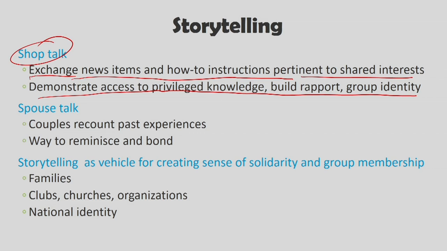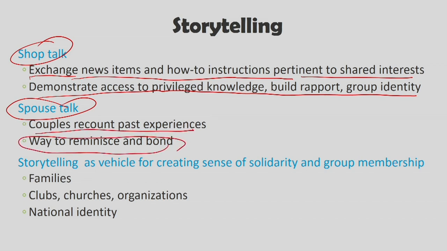Another form of narrative in storytelling is called spouse talk. So what is it? Some narratives don't involve the exchange of any new ideas. An example is spouse talk. And what is spouse talk? In this, couples recount their past experiences together as a way to reminisce and to bond.